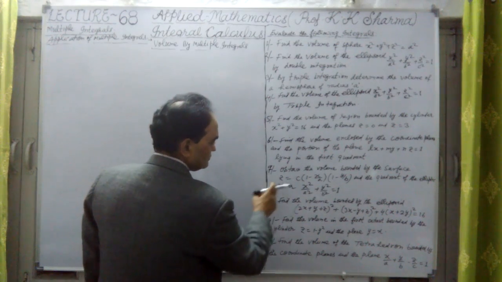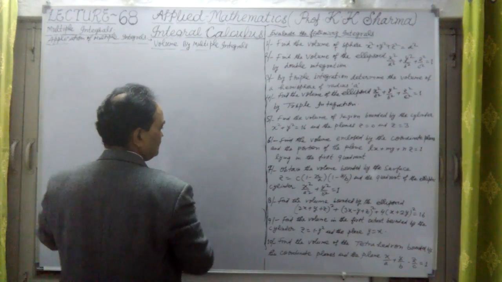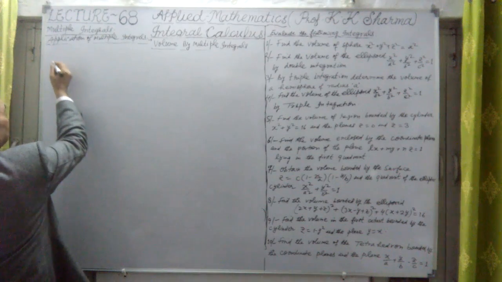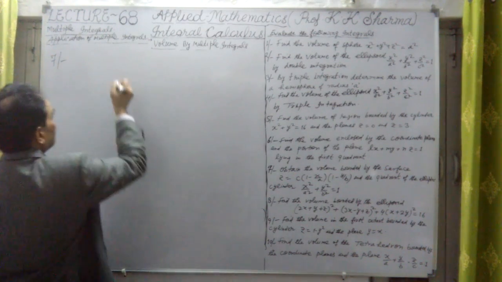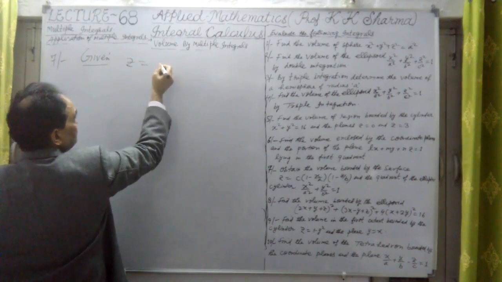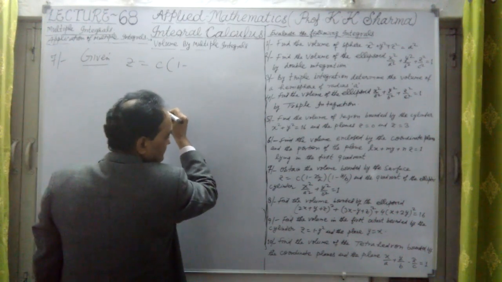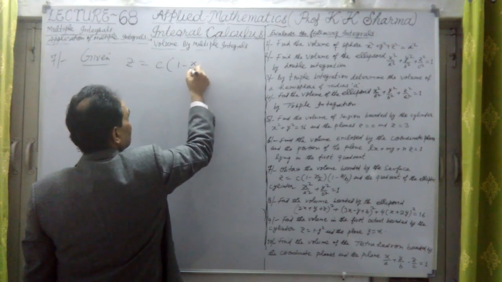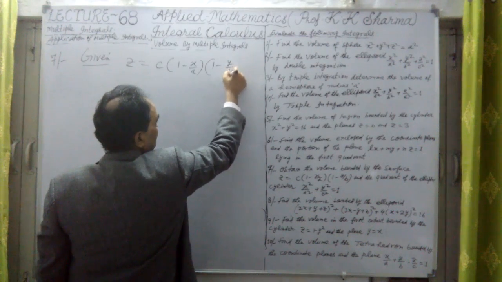That we will do here. Z is given like this. We have to write here what the limits are for this. Now let me change this into polar coordinates. So what is the question here? The 7th question is given here. What is given to us? Z equal to c into 1 minus x upon a, into 1 minus y upon b.